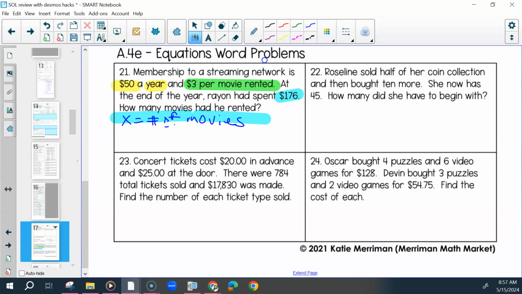Because it's at the end of 1 year, the 50 is only going to get added in once, or it'd be like 50 times 1 is 50. He spent 176 at the end of the year, so the total equals 176. And since it's a total, I know I'm adding. And since I need my variable and it's $3 per movie, those are going to go together. So then I could type that into Desmos and see what my answer is.